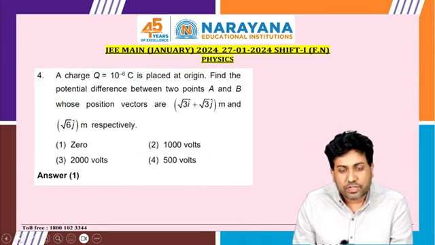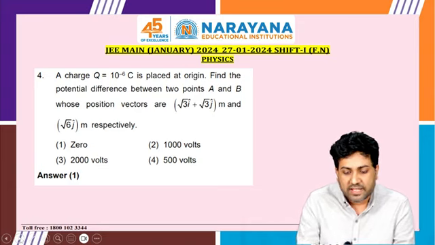A charge q is equal to 10 raised to power minus 6 coulomb is placed at the origin.